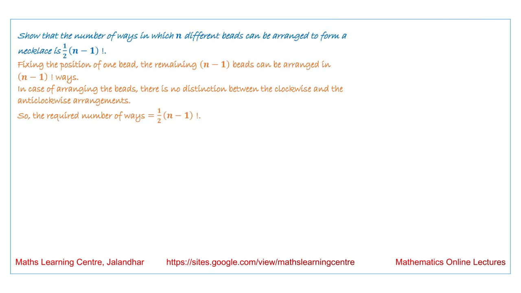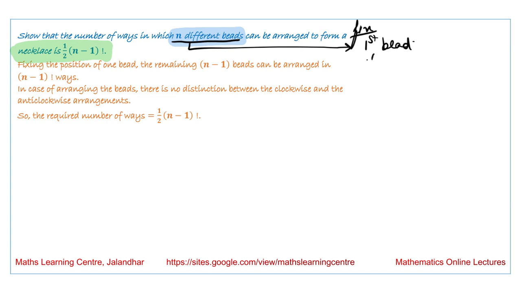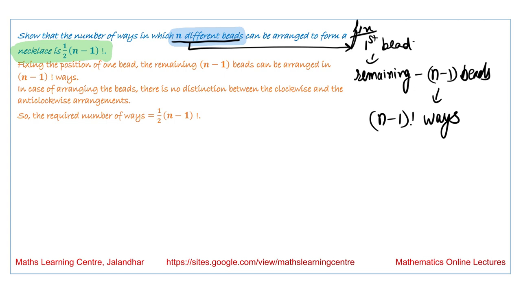Next is, show that the number of ways in which n different beads can be arranged to form a necklace is 1 by 2 into (n minus 1) factorial. So we have n different beads. If we fix the position of the first bead, then the remaining n minus 1 beads can be arranged in (n minus 1) factorial ways.